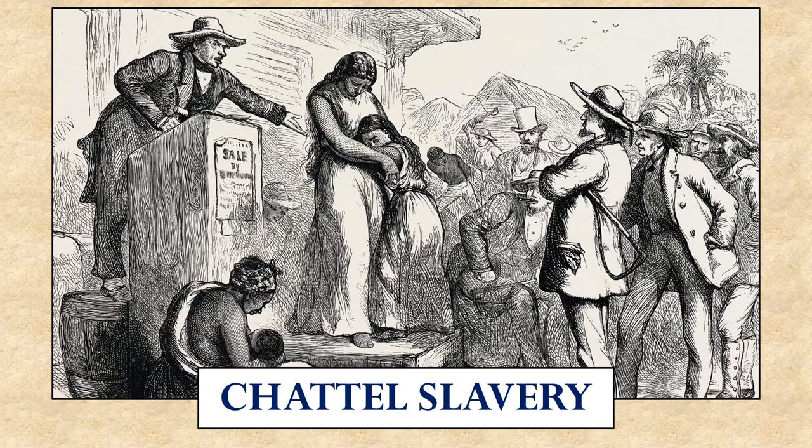The slave owner owned the slave as an object, which means anything produced by that slave belonged to them also, including their children. So this badge of slavery was inherited from generation to generation. This is one of the things that made it profitable to keep the slaves alive and have them bear children, because those children would then be future laborers for the slave owner.